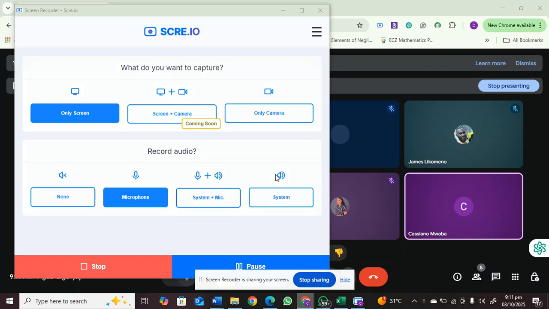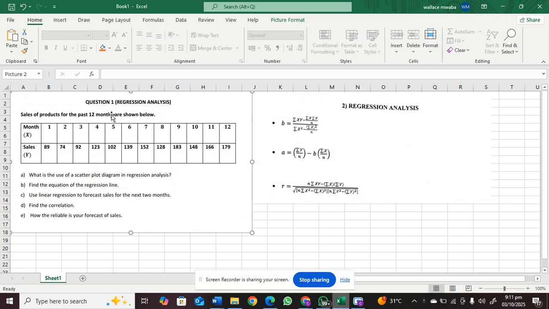Okay, so we have a question here. It says sales of products for the last 12 months are shown below. We've been given the months from the first month to the 12th month. We've also been given the sales. So basically, we're trying to ask ourselves, is there a relationship between the sales and the months? Because regression analysis is all about finding out a relationship between two variables using the equation of a line.